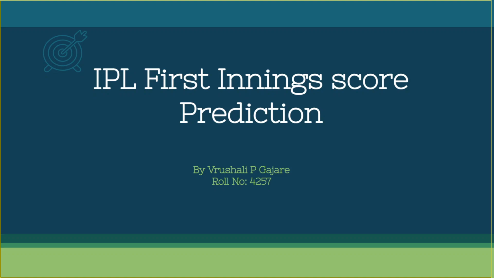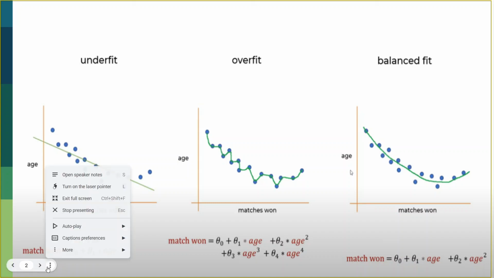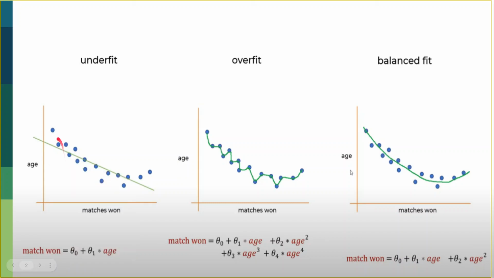So to understand my project, first let us look at the terms like underfitting, overfitting, and regularization. For example, take a case where we are trying to predict the number of matches won based on player's age. As the age increases, the number of matches won decreases. Therefore, we can build a linear regression whose equation will be like matches won is equal to theta 0 plus theta 1 into age. As you can see, the line is passing through very few data points.